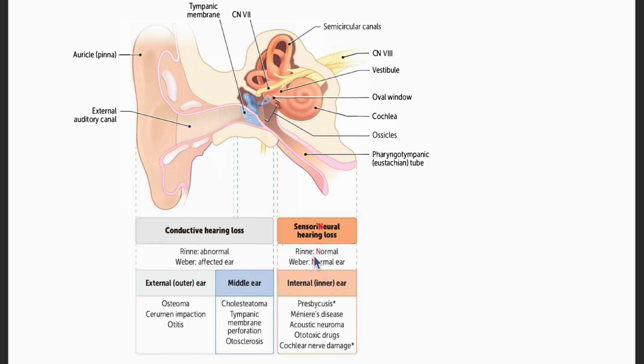Sensorineural: Rinne is going to be normal in sensorineural, and Weber is going to lateralize towards the normal ear. Since the affected one is not going to convert the signals, it goes to the one that does, and that's why it's going to lateralize towards that. Inner ear: presbycusis. That's the age-related one.